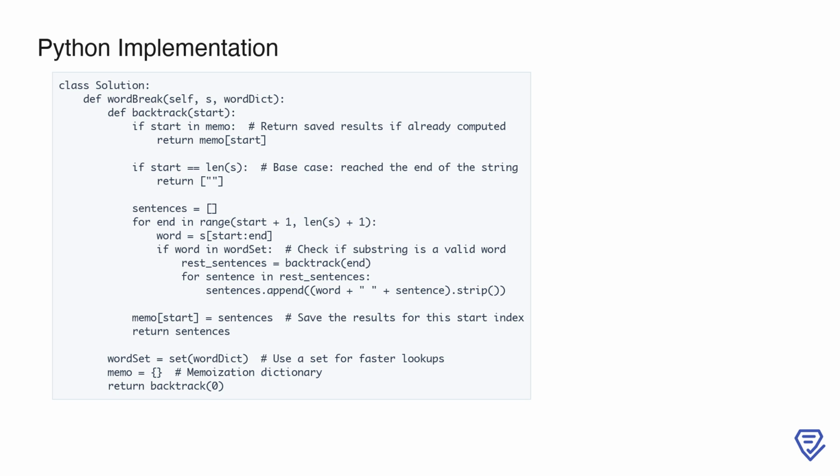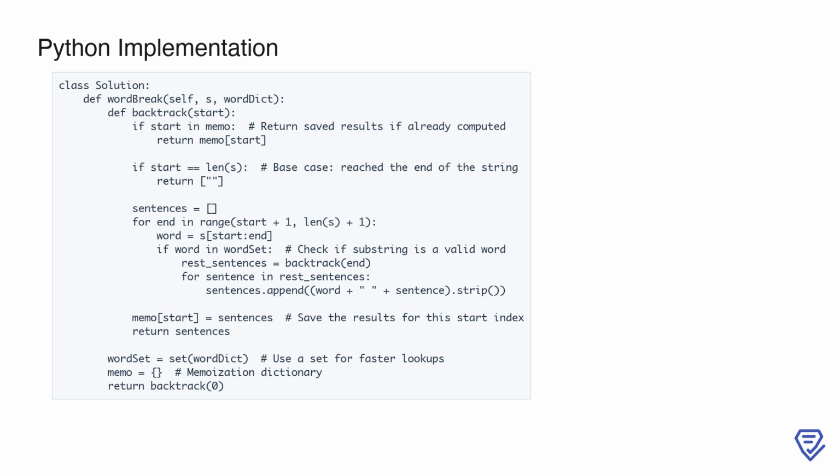2. Base case. If start equals the length of the string s, it means we have successfully segmented the entire string. In this case, the function returns a list containing an empty string, which serves as the base case for constructing sentences. 3. Memoization check. Before performing any computation, the function checks if the result for the current start index is already stored in the memo dictionary. If so, it directly returns the pre-computed result to avoid redundant work.